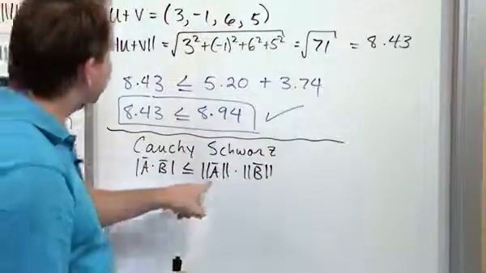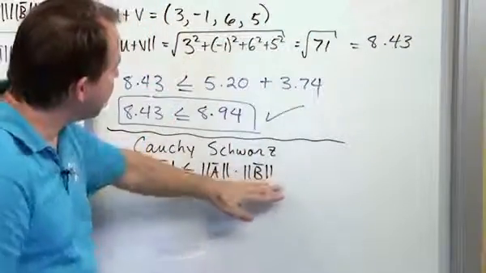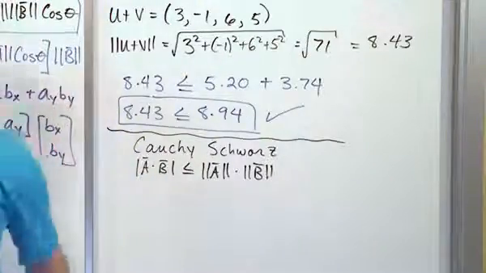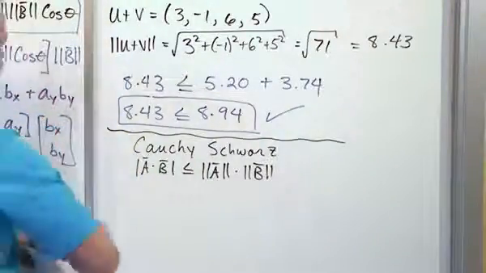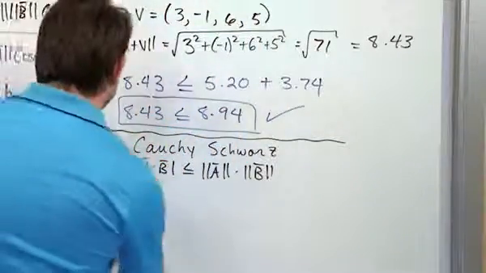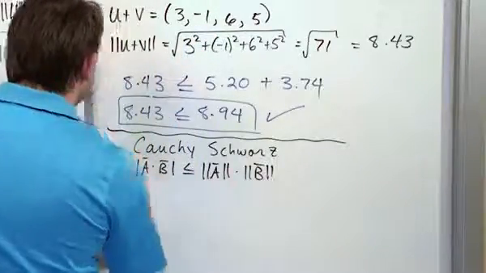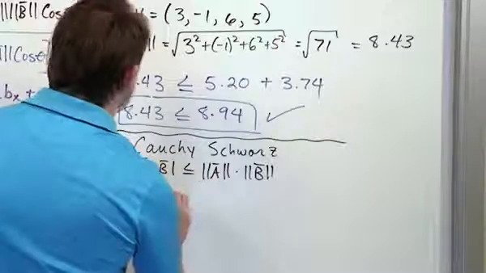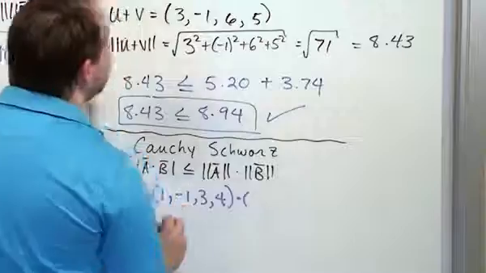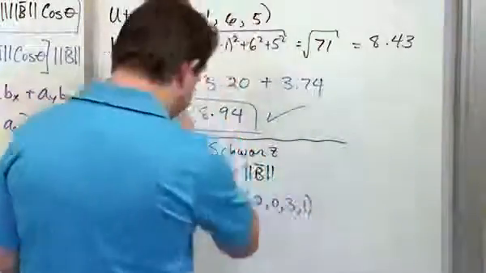Now we already know what the magnitude of A is. We're using the same vectors here. That was calculated up there. We already know what the magnitude of B is. So what we need to do to get the left-hand side is find the dot product. And we know how to find it because we know what the vectors are. In this case it's u and v, so I'll say u dot v. The u vector, don't forget, was 1, negative 1, 3, 4. I'll just rewrite it here, and we'll dot it with the v vector, 2, 0, 3, and 1.